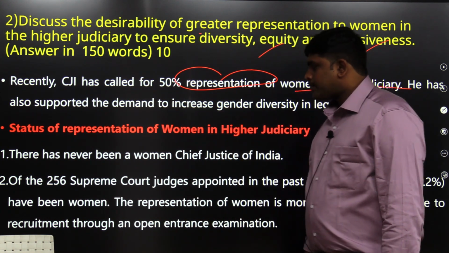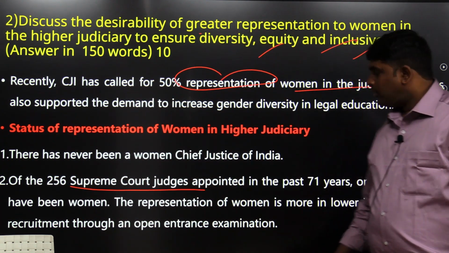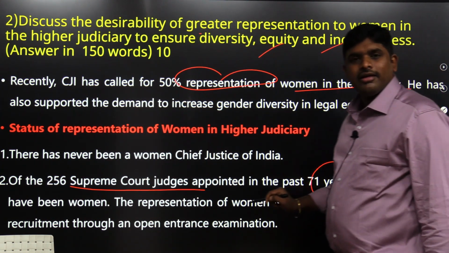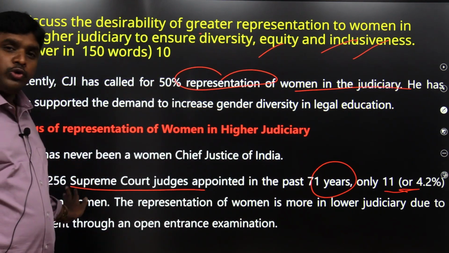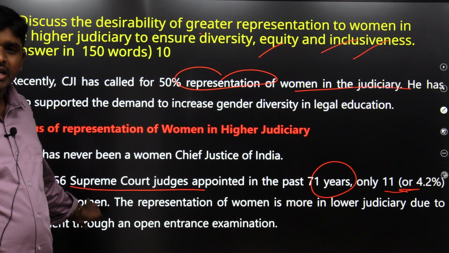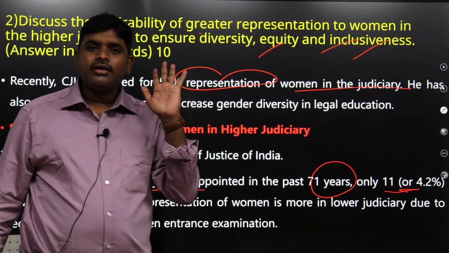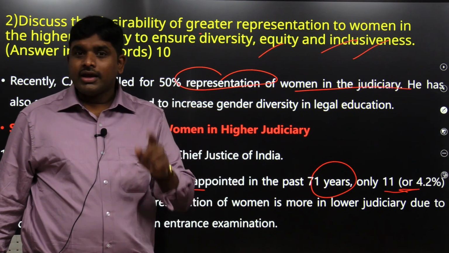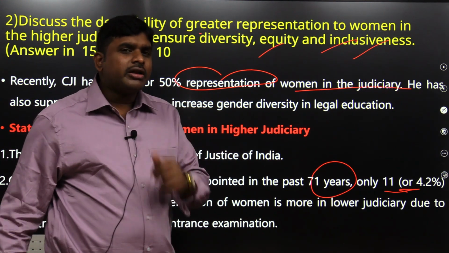For example, see, of the 256 Supreme Court judges appointed, in 71 years, only 11 have been women. Out of 256 Supreme Court judges up to now, who have been working in 71 years of independent India, only 11 judges are women, less than 5%. That is the level of representation of women. Sir, why do we want representation of women?